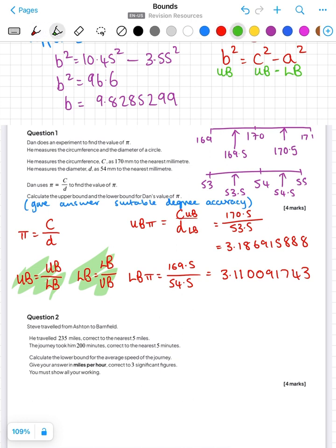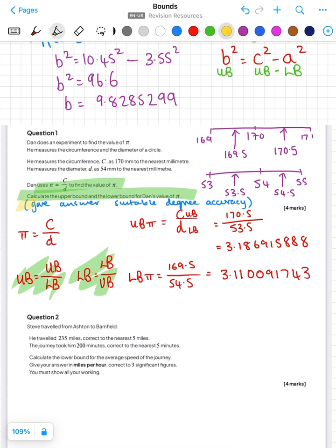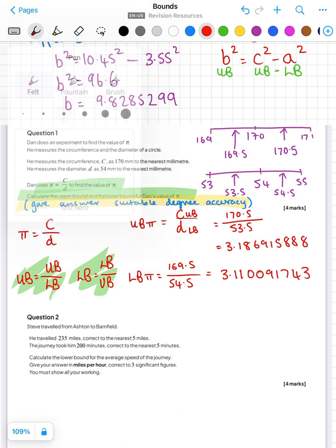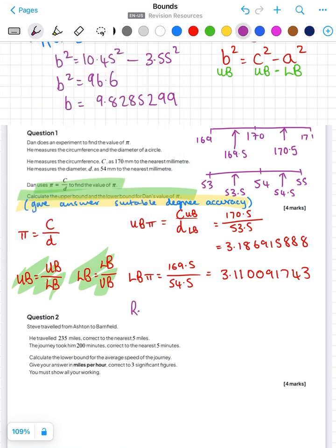That would be our final answer if we were just answering this question, but we've got this little extra here. We want to give to a suitable degree of accuracy. What this means is you are trying to round both answers to the greatest number of significant figures where both answers round to the same thing.